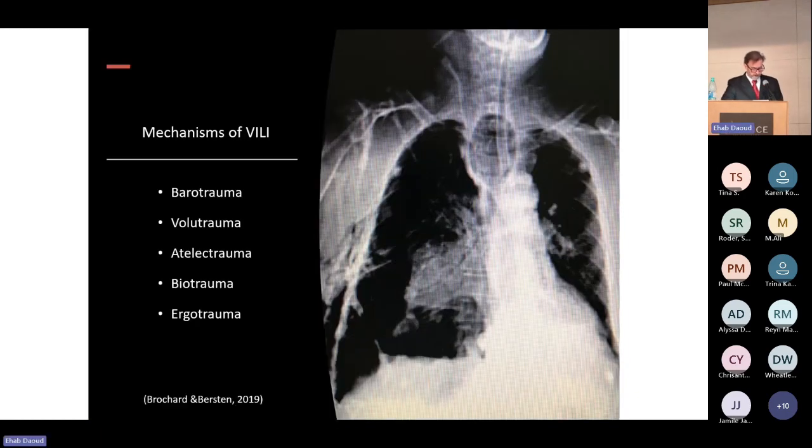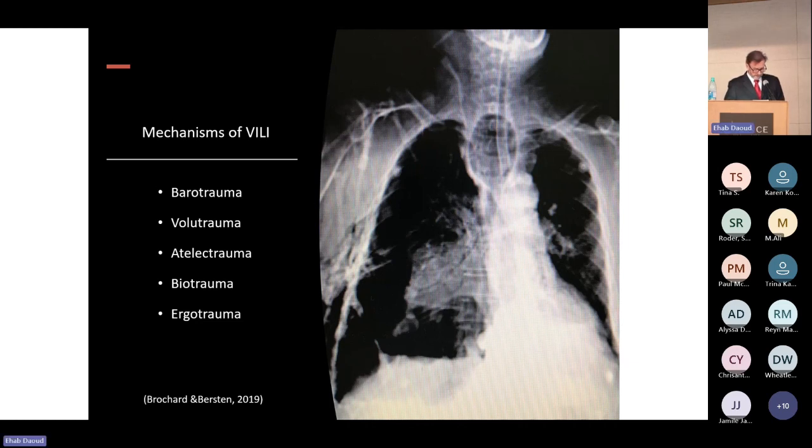This slide refers to ventilation-induced lung injury: barotrauma, volutrauma, atelectrauma, biotrauma, and ergotrauma. In the 1990s, the improvement in survival through the reduction of tidal volume and plateau pressure changed the focus of attention to variables associated with stress and strain, with the use of lower pressure and tidal volume.